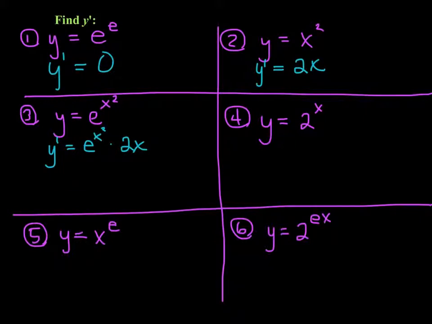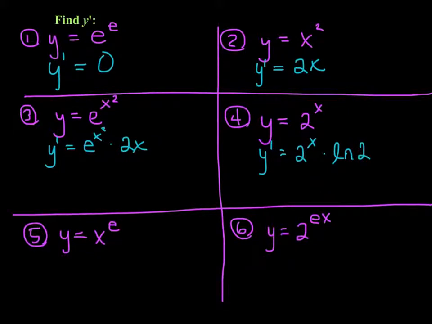All right, number 4. y is equal to 2 to the x. Okay, another exponential function because x is in the exponent. But this time our base is a 2, a constant other than e. So we copy down 2 to the x times the natural log of 2, of the base.